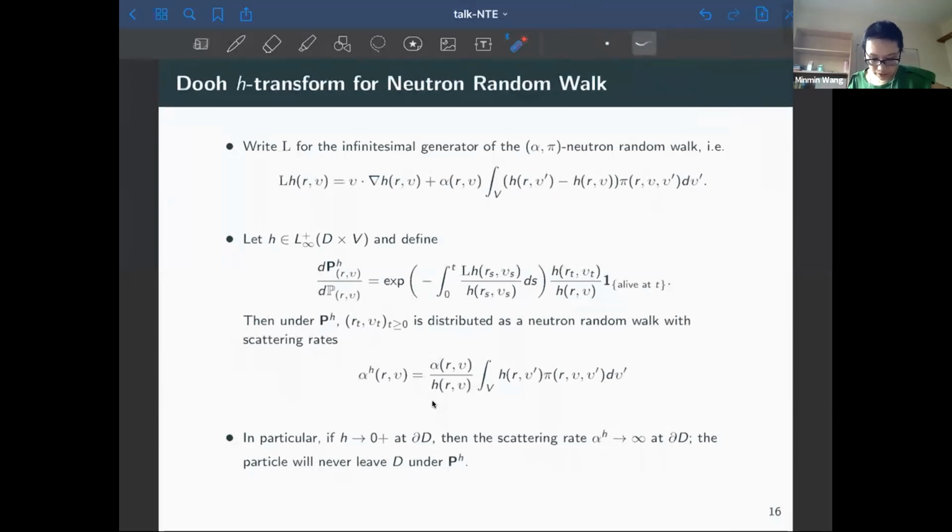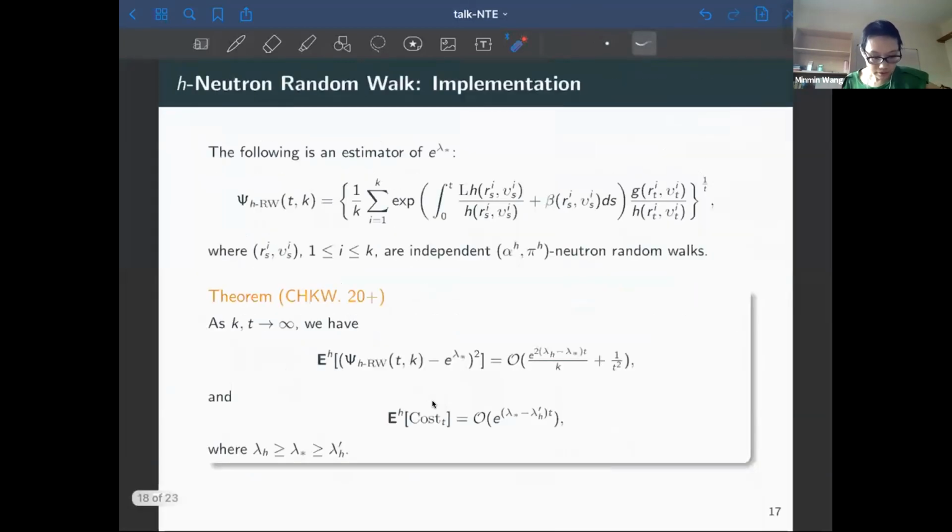So this gives us the third estimator for the eigenvalue, combining the martingale and the change of measure. This gives us the formula for this h random walk estimator. You can note that here we no longer have this indicator of survival up to time t, because by choosing h smartly, we can ensure this happens all the time.